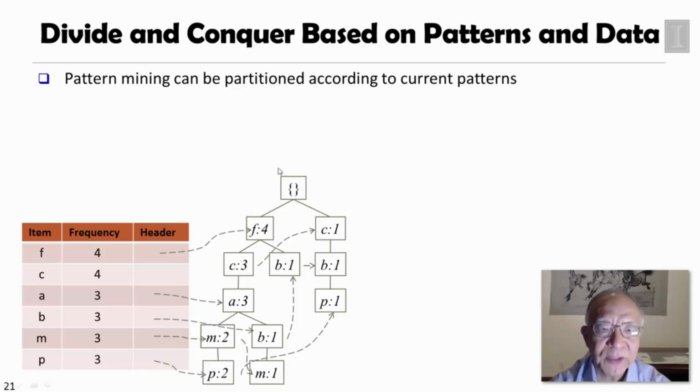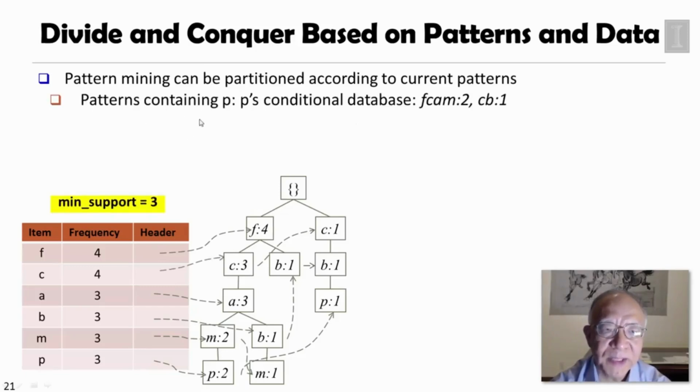For each such tree, we can construct a pattern base. We call P's conditional pattern base, M's conditional pattern base. Let's look at how P's conditional pattern base is constructed. You probably can see P is the leaf of the node. You only look up, you get FCAM. The support is 2 because P occurs together with this branch only twice. That's why you get FCAM2. Then for the same reason, you look at the other P, its CB happens only once together with P. That's why you get CB1.